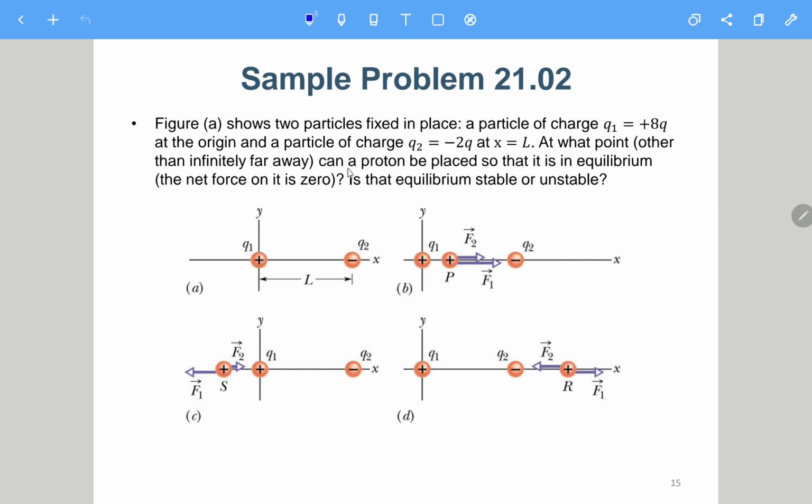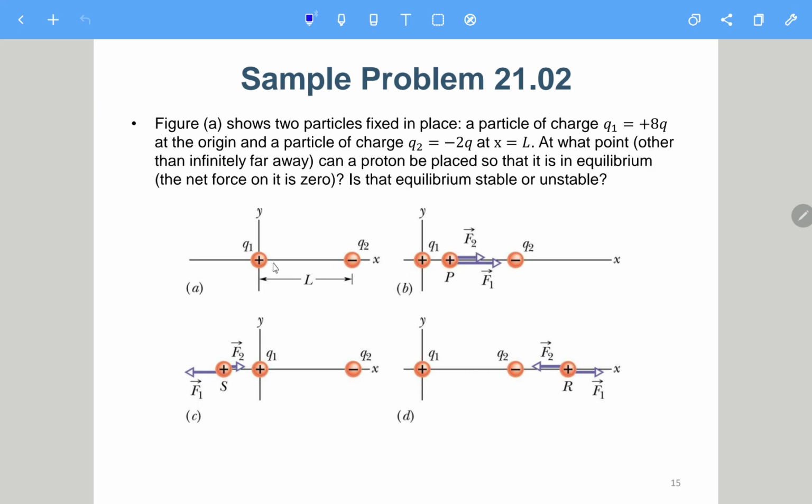But actually, the false assumption is that Q1 and Q2 don't really move at all. Actually, that's not the case, because there should be some force attracting them. So it's just an assumption that these two particles are fixed there, and then you try to place a proton in between so that the proton doesn't move, which means that there will be no force acting on the proton. So there will be no acceleration on it and it doesn't move at all.